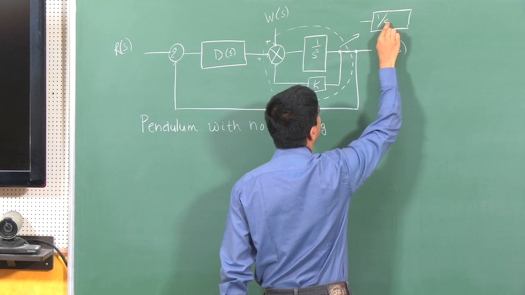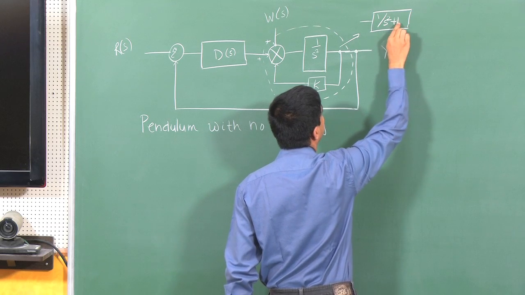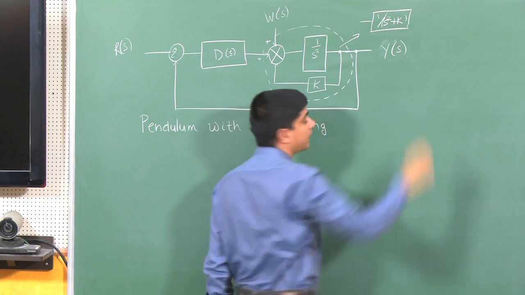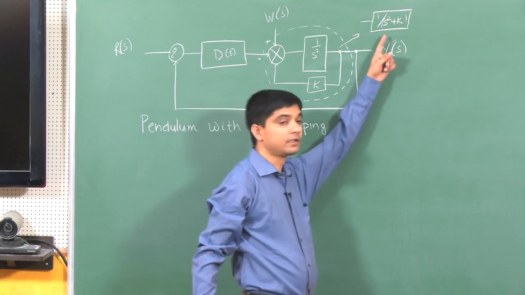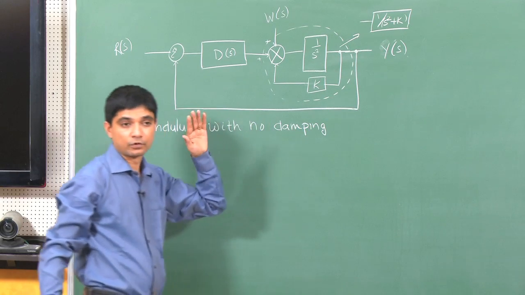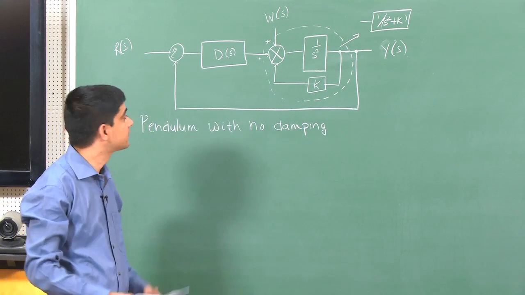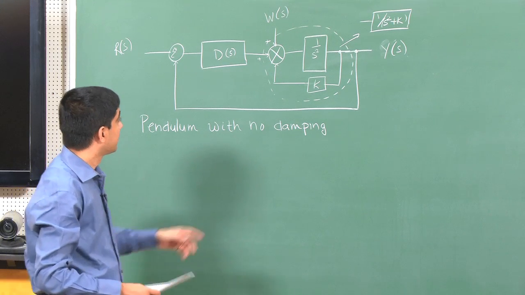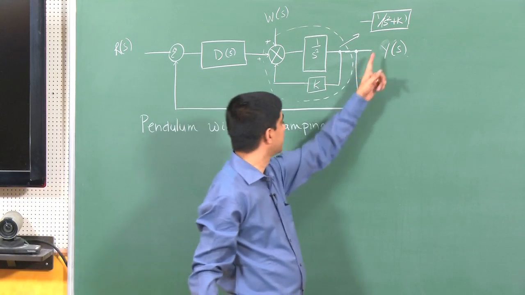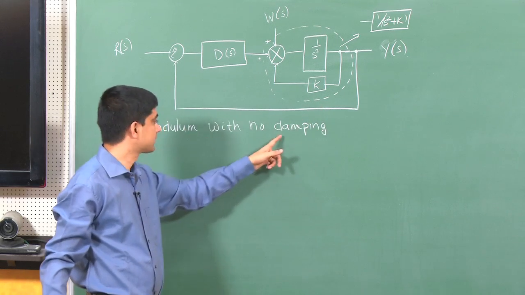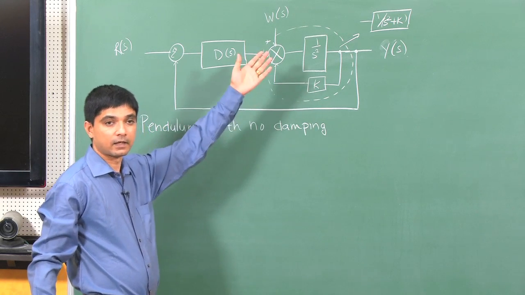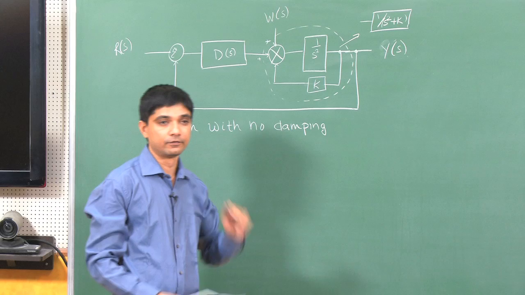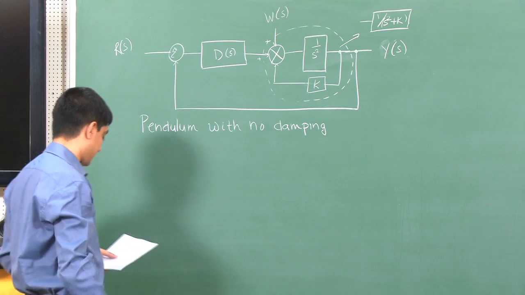1 over s square plus k, right? And this has imaginary roots, plus or minus square root of k times j, right? And that response is oscillatory, okay? The response is always oscillatory, and therefore I call it a system with no damping. And these are the dynamics of a simple pendulum that we did in one of our very first lectures.